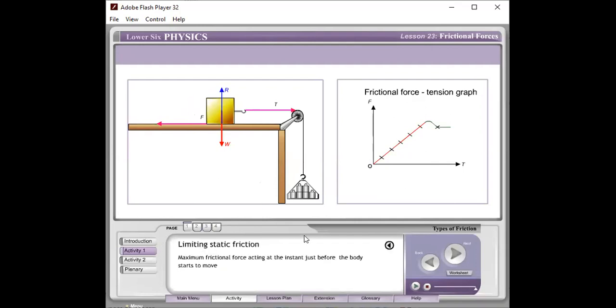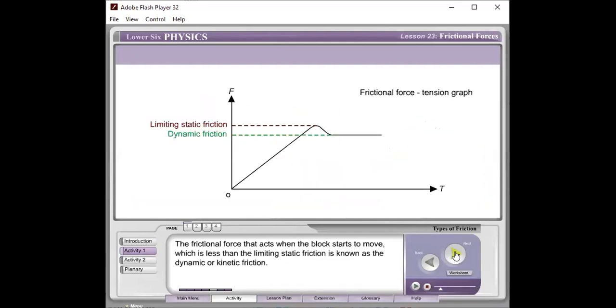The limiting static friction is the maximum frictional force acting at the instant just before the body starts to move. That means if any force more than this value acts, that is, any action more than this maximum friction, the object will start to move.